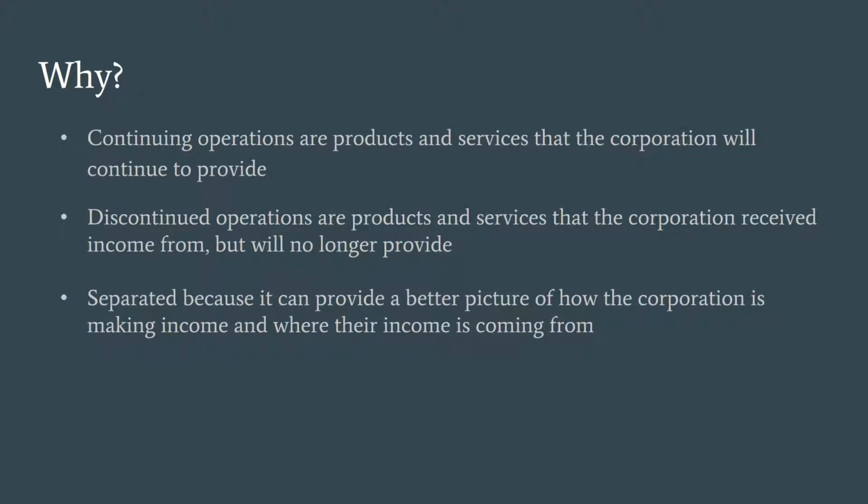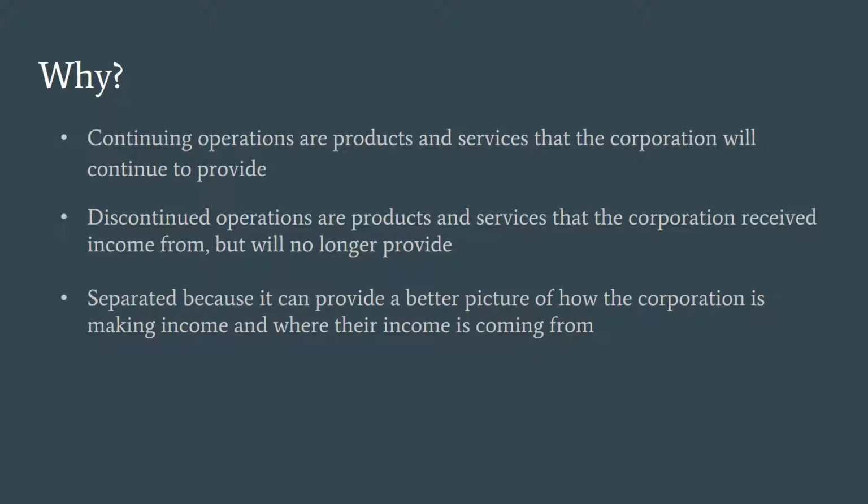Continuing and discontinued operations are used on the income statement because income from continuing operations are products and services that the corporation will continue to provide. But discontinued operations are products and services that the corporation received income from, but will no longer provide. Both these are shown on the income statement, and they are separated because it can provide a better picture of how the corporation is making income and where their income is coming from.